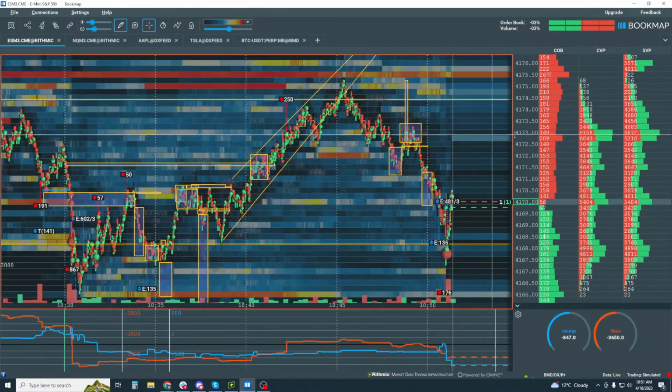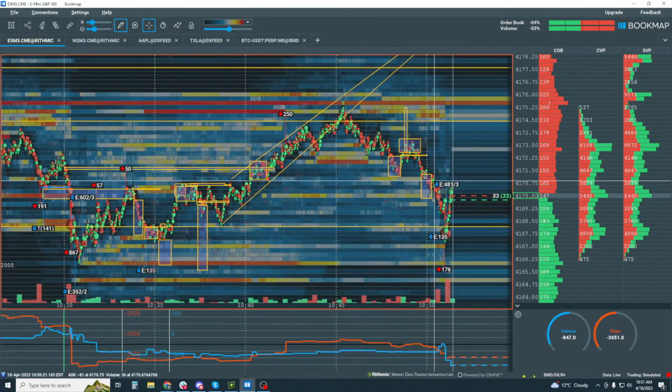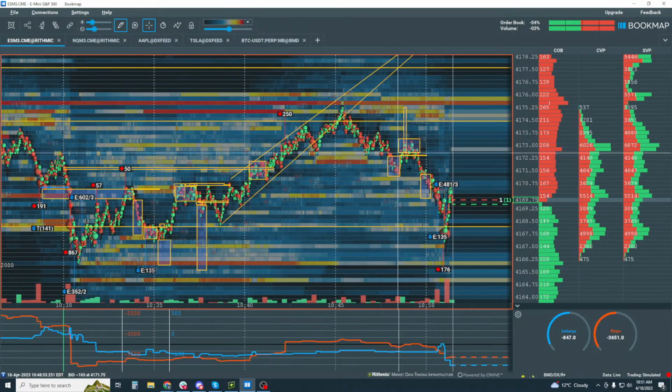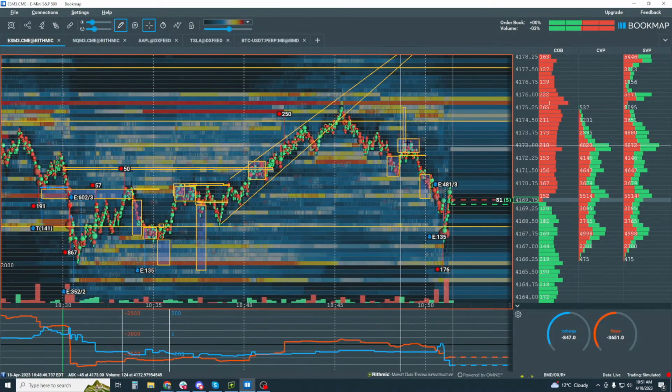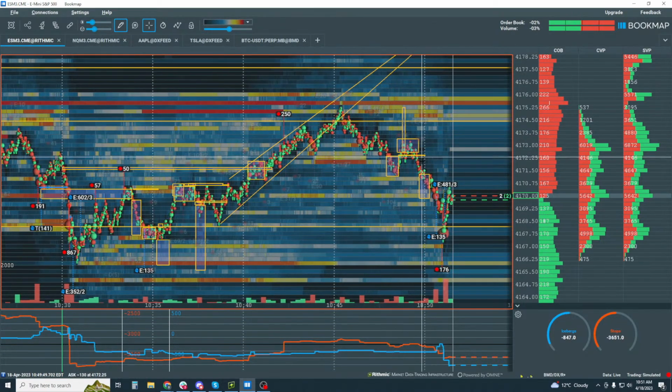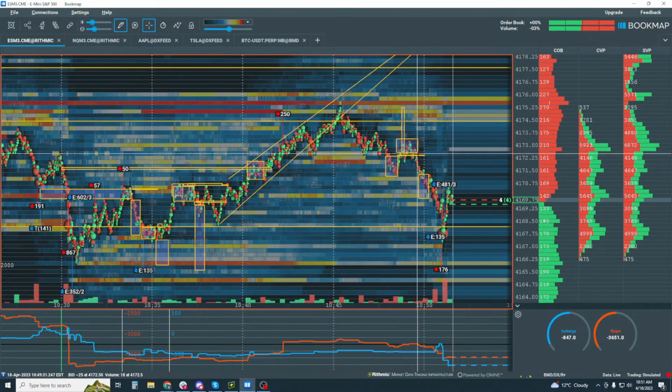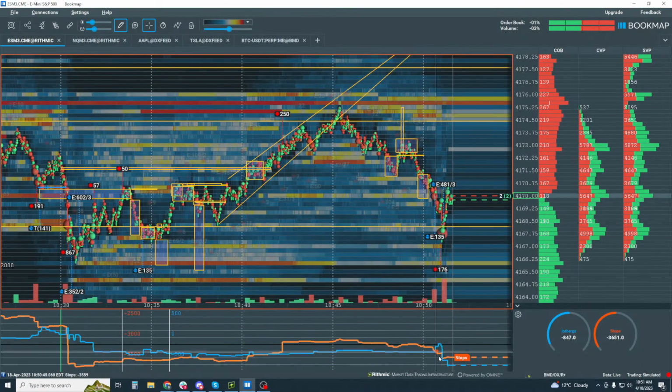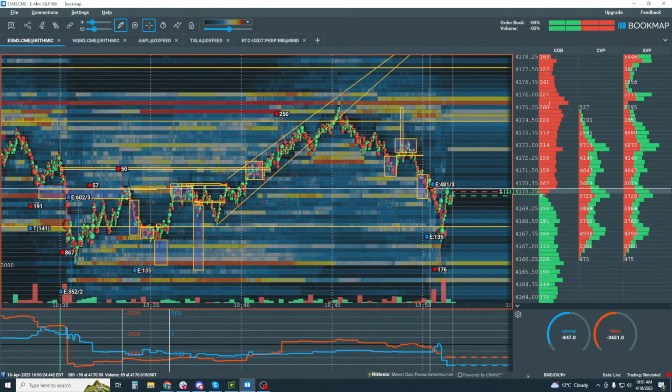Okay, now we've got a potential trade opportunity there. We weren't getting much out of this until we started to look at who's trapped, who's going to get stopped out, and we do see a stop run here down into these areas.